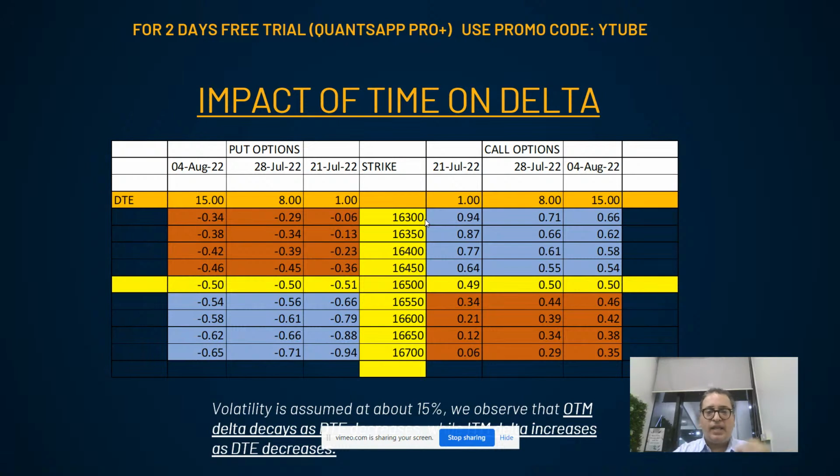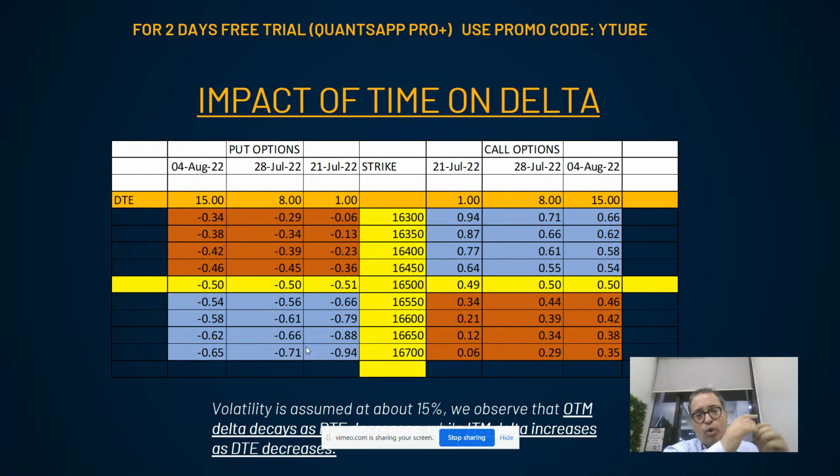Similarly, that's what is valid even for the puts. Except for the negative sign, you'll see similar behavior in the puts also. 16700 is an in the money put, the right to sell at 16700 when the market is quoting at 16500. Therefore, the delta of that with one day to expiry is minus 0.94, which is stated here. And if you notice, the 4th August is minus 0.65. So clearly, we are seeing a rise in delta of in the money options as the time collapses.